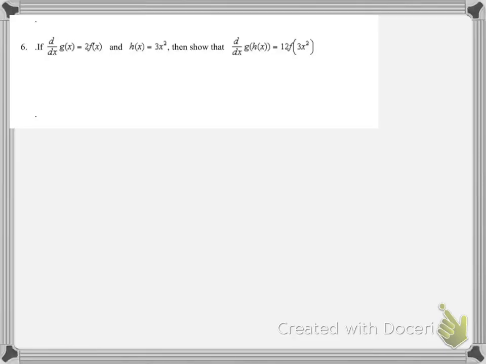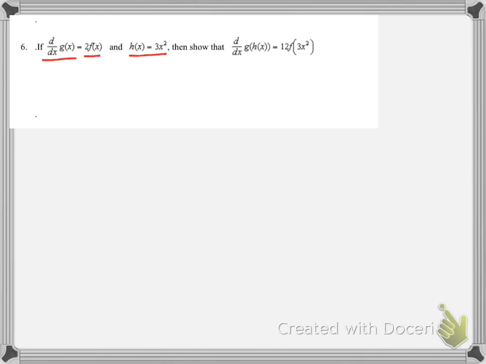So the first few questions were fairly straightforward, and now we get to some that are a little bit harder. Here we're given that the derivative of g of x is 2f of x, and we're told what h of x is, and we're asked to show that the derivative of g of h of x is really what's here.